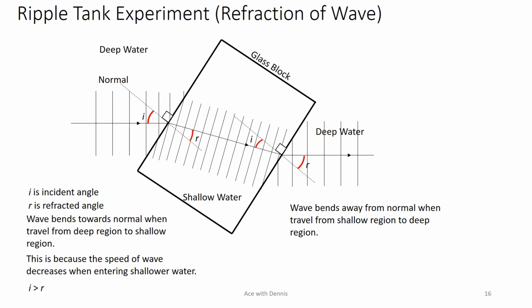Wave bends away from the normal when traveling from shallow region to deep region. This is because the speed of the wave increases when entering deep water. Therefore, i will be less than r.